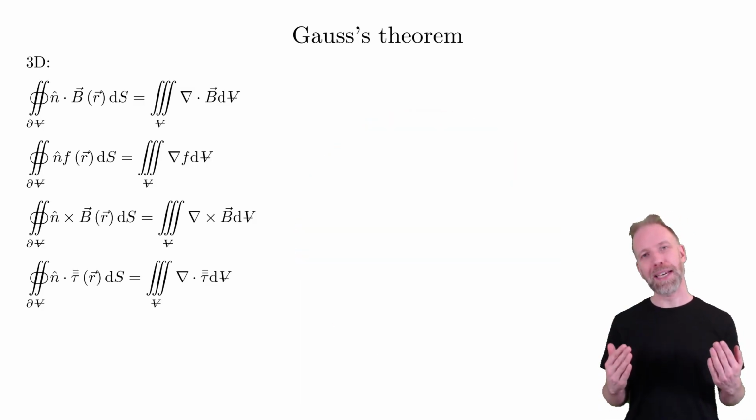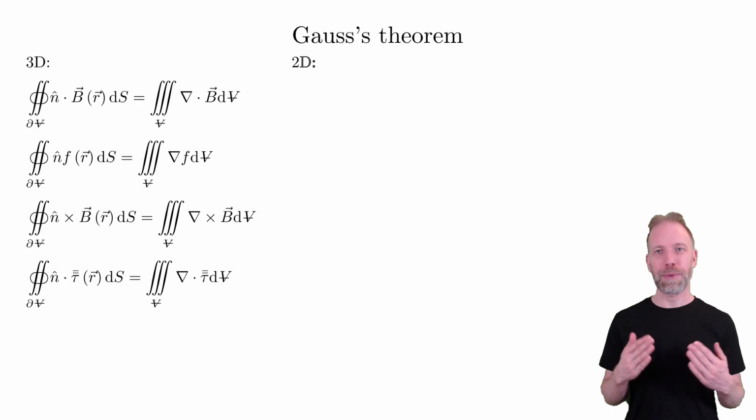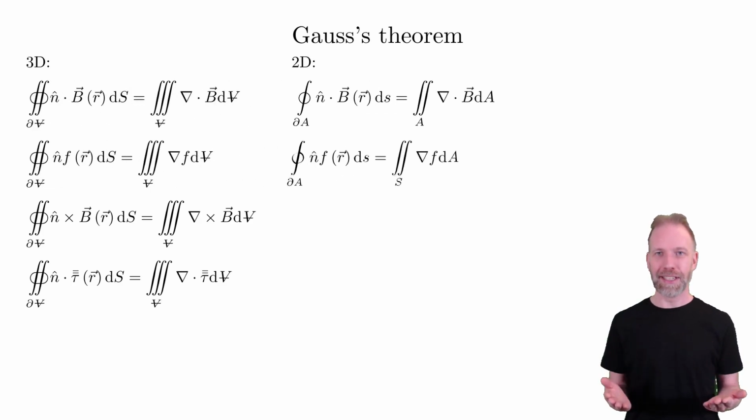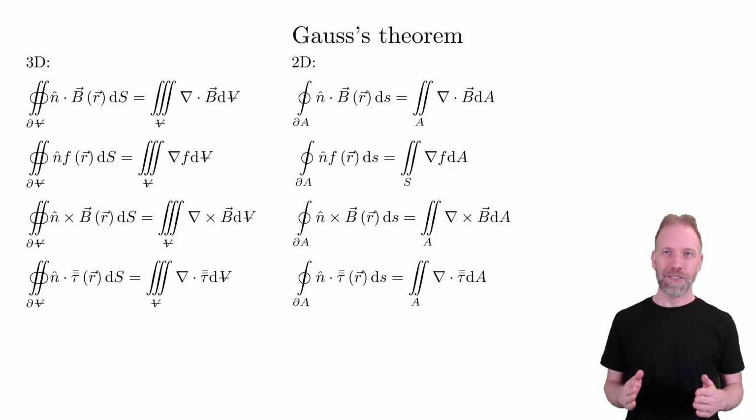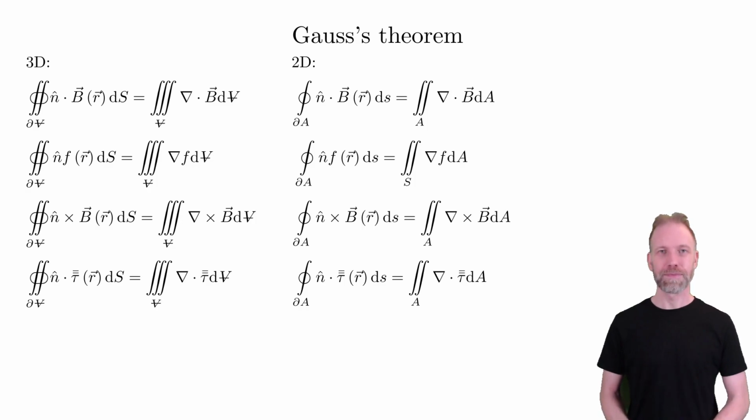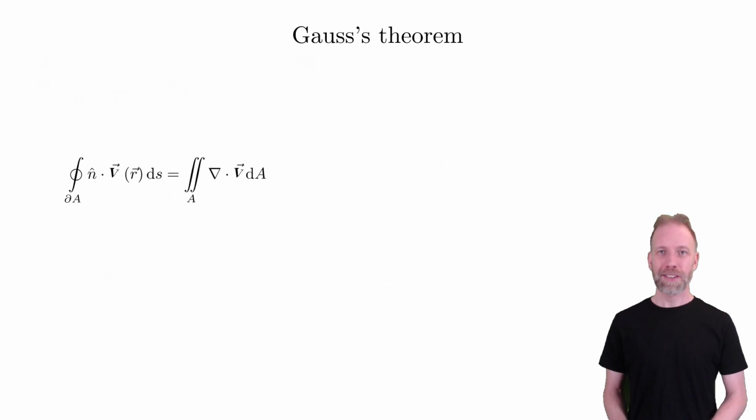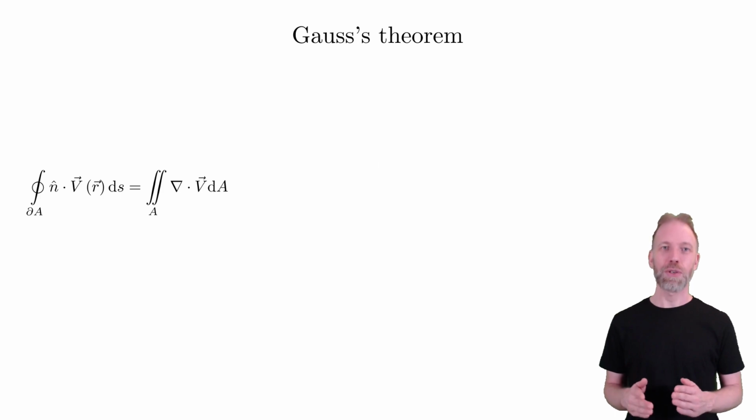If you want to apply it to 2D, simply replace the surface integral with a line integral over the closed curve, and replace the volume integral with an area integral. The derivation would work in the same way here. To illustrate Gauss' theorem, I will do one example.